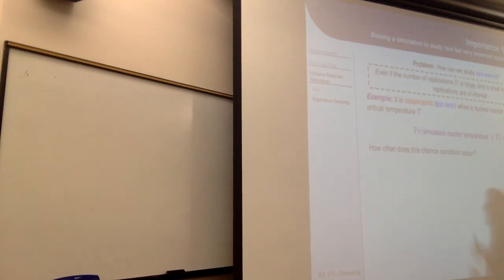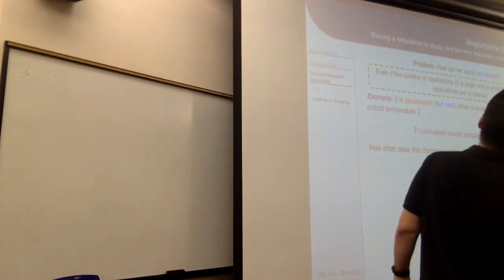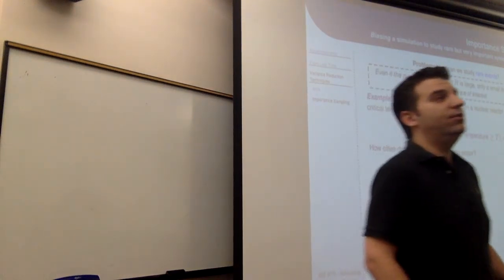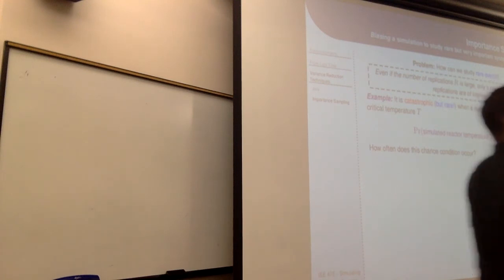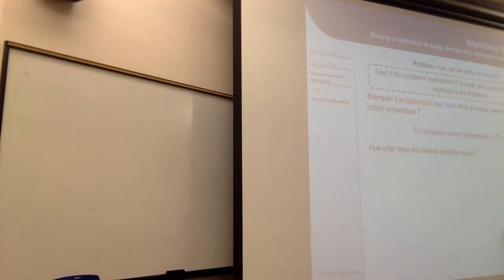Imagine I want to study just rare events. I have a simulation of a nuclear reactor, and I know that the reactor does melt down, but I don't know how often it melts down. I want to know how often because I want to make sure it's below a certain threshold. It's catastrophic but rare when a nuclear reactor reaches a certain critical temperature. So I'm going to build a simulation of my reactor and validate it. In the validated simulation, I then ask how often the reactor temperature goes over some critical threshold. And this is very, very rare.